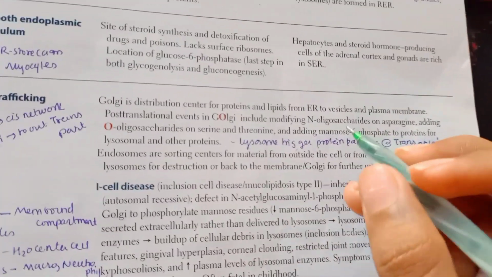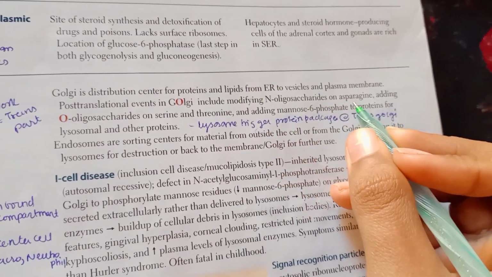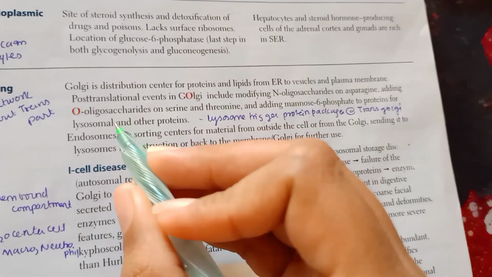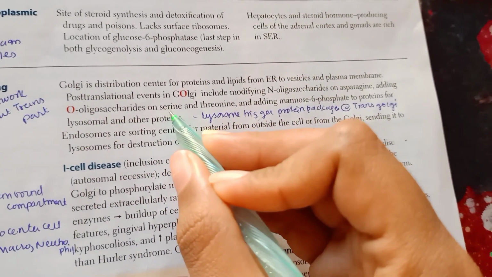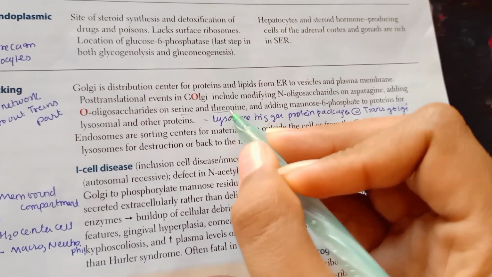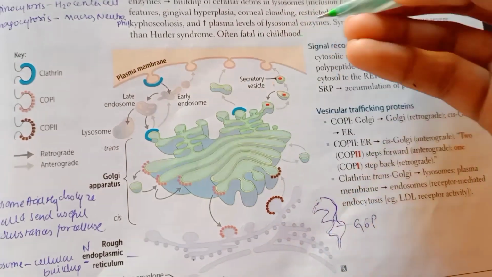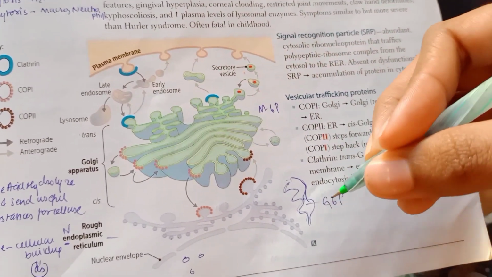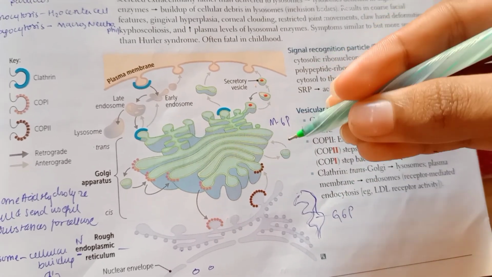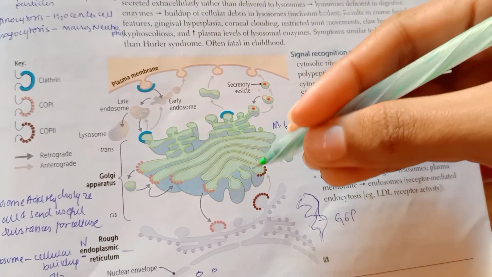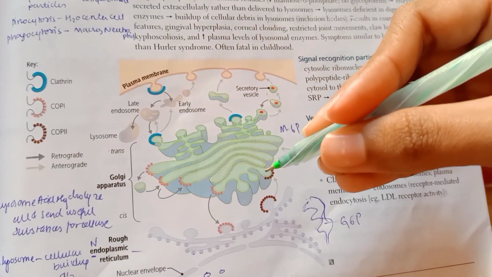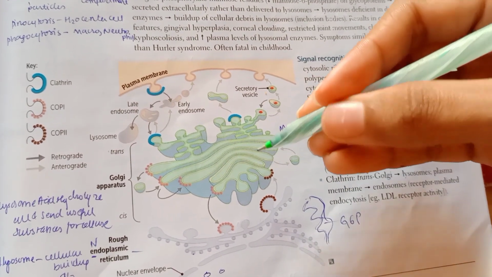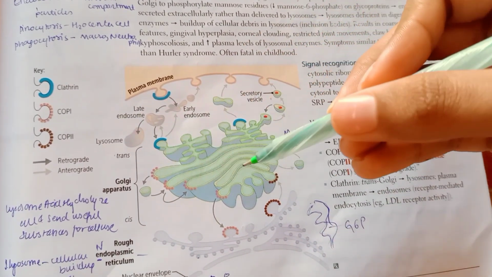You can see here clearly, N type of oligosaccharides are present on asparagine, whereas O type of oligosaccharides are present on the amino acids serine and threonine. And they also add mannose 6 phosphate. Glucose 6 phosphatase is present in the smooth endoplasmic reticulum, while mannose 6 phosphate is added in the Golgi apparatus to the proteins, especially those destined for lysosomes.